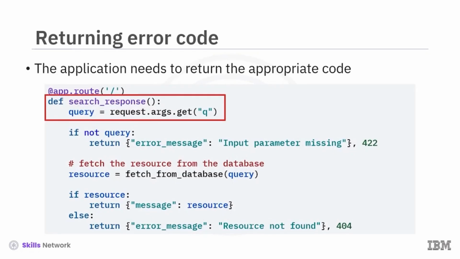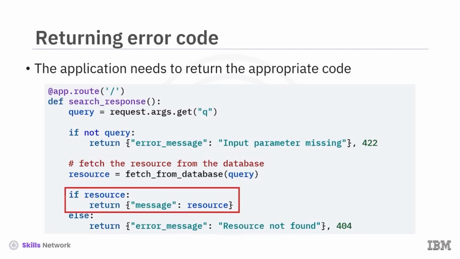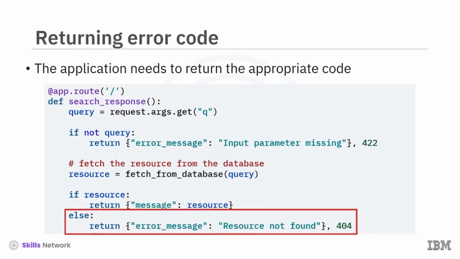Let's look at an example. This search response method looks for the database's query parameter Q. The service calls the mock fetch from database method after parsing your query. The code returns the resource to the client if the resource exists. Server returns a code of 200 implicitly and returns 404 if the resource is not found.